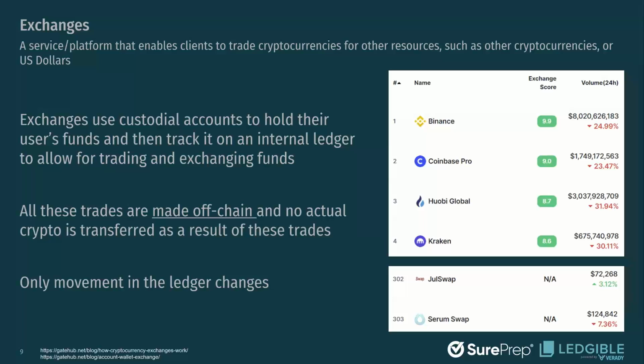They use custodial accounts to hold all the funds, and then they have an internal ledger that they use to track all of the trades or exchanges that are taking place. We'll talk about this distinction a little more, but these are all made off-chain. So there's not actually any crypto being transferred back and forth. It's only making those changes or movements inside the ledgers. According to CoinMarketCap, one of the big sources you'll get acquainted with as you get more into crypto, there's a little over 300 exchanges they're tracking. They could be anywhere from $8 billion in daily volume all the way down to a couple thousand dollars.